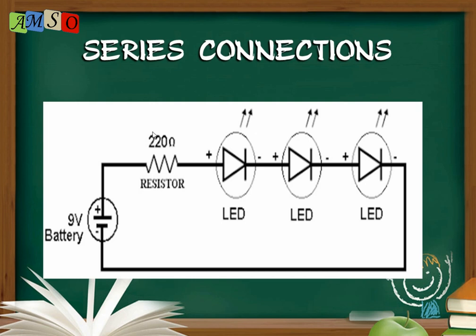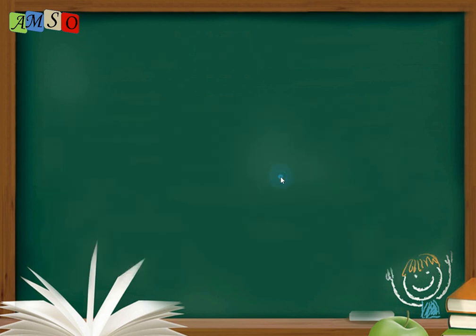And at the end, we use this resistor so that it can limit the flow of electric current. Because if we do not put this resistor here, it will end up damaging these LEDs. That's why we have to limit the flow of electric current so that the LEDs will be able to survive the current that is passing through them.